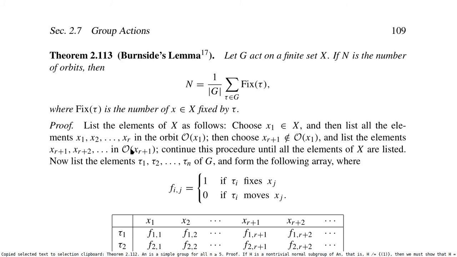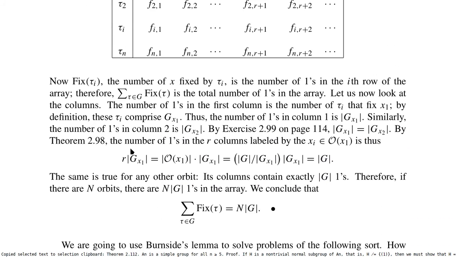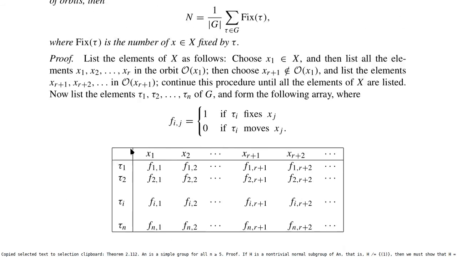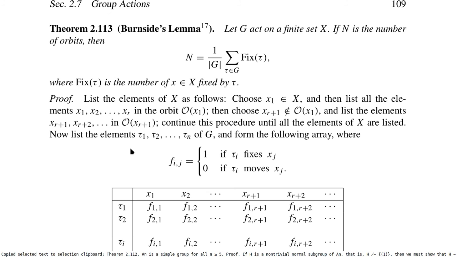So you can essentially get the number of orbits from the order of the group and how many things tau fixes. Okay, the proof kind of looks lengthy, but let's see. You take an element x1 in the set. All the elements x1 till xr are in the orbit O of x1.